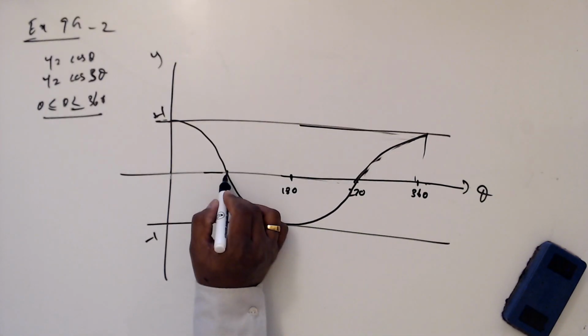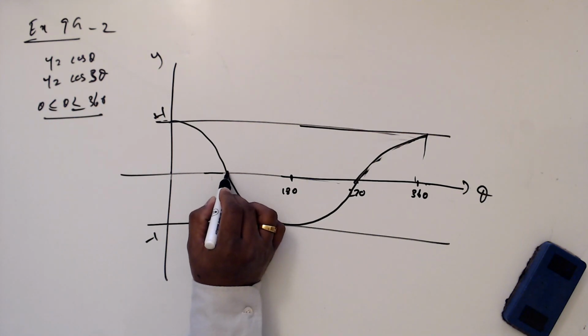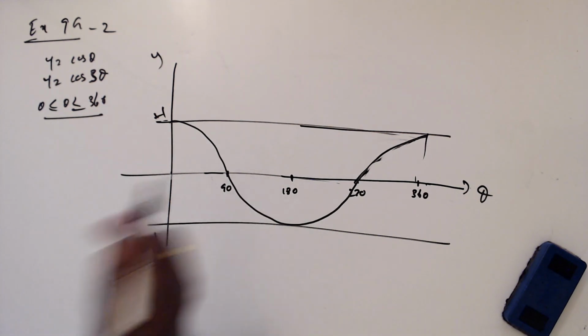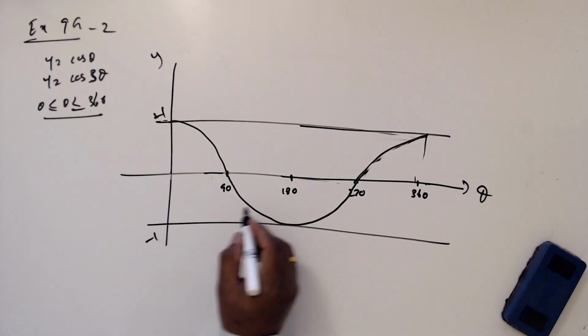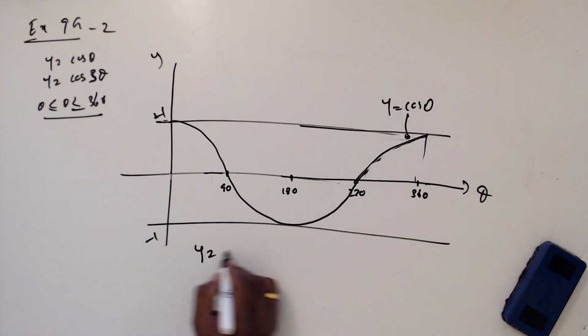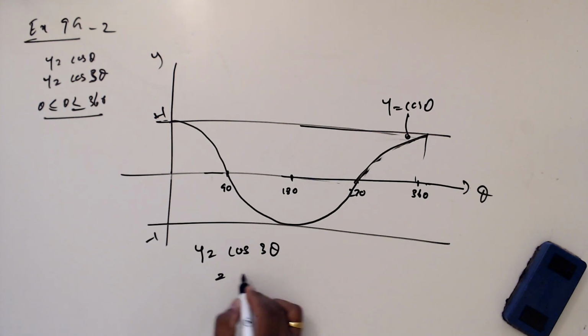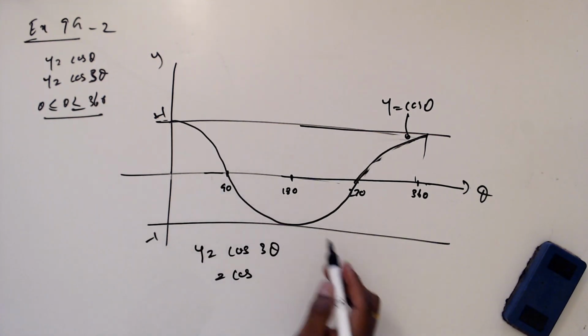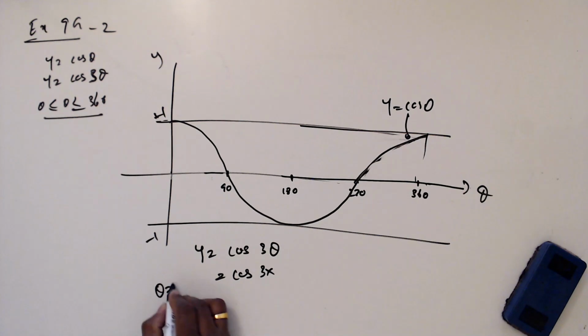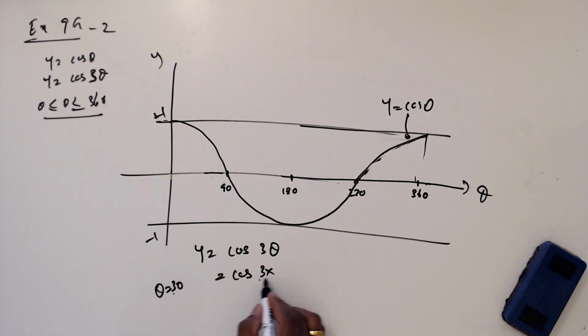Now you can see that this is 90. When it is 90, it crosses this theta axis. So 90 is a root in other words. This is for the y equals cos theta graph. Now when it comes to y equals cos 3 theta, we get the cos 90 quality when theta equals 30. So 3 times 30 make 90. Cos 90 is 0.